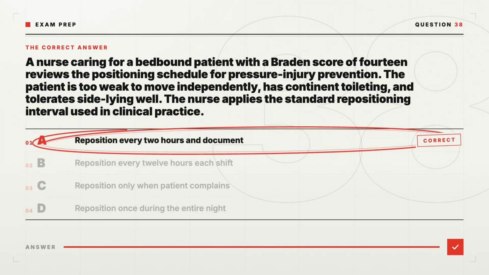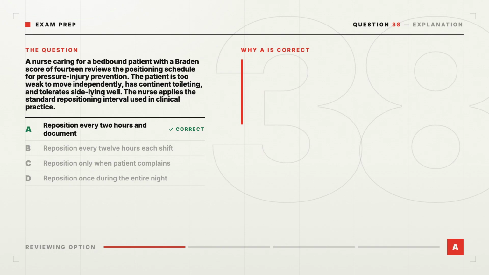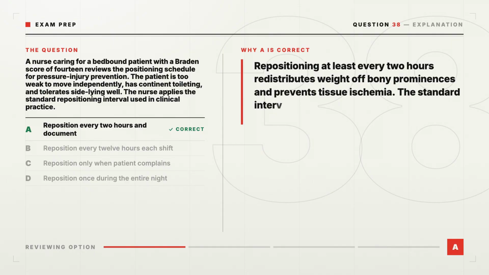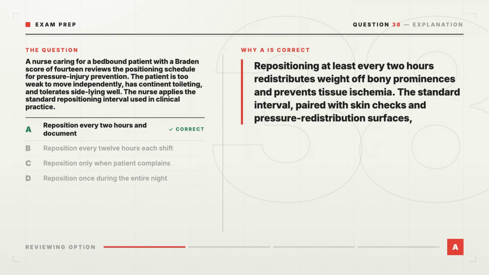The correct answer is A. Reposition every 2 hours and document. A is correct because repositioning at least every 2 hours redistributes weight off bony prominences and prevents tissue ischemia. The standard interval, paired with skin checks and pressure redistribution surfaces, is the cornerstone of pressure injury prevention.